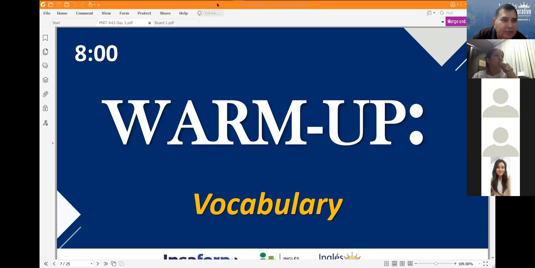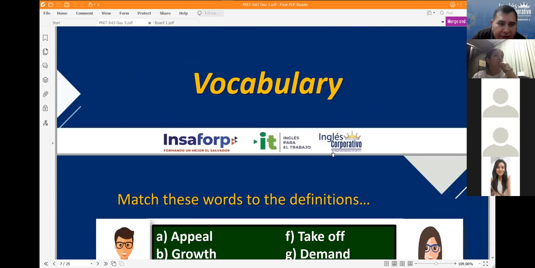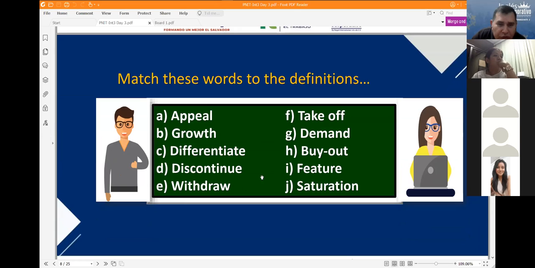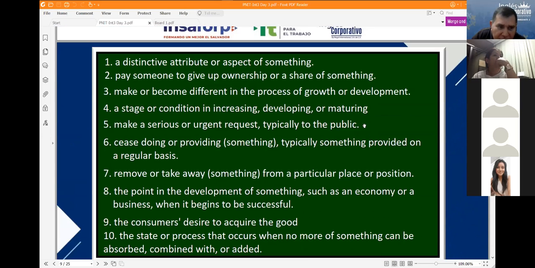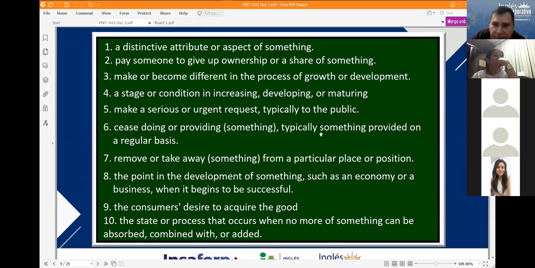All right, let's begin, my friends. We're going to begin by working on vocabulary. Maybe you remember these words. Yesterday, we only touched on some of them briefly and quickly. So you're going to be working on them. Match these words to their definitions. The definitions are these ones. I'm going to read the definitions for you, and in the groups, you're going to match them.